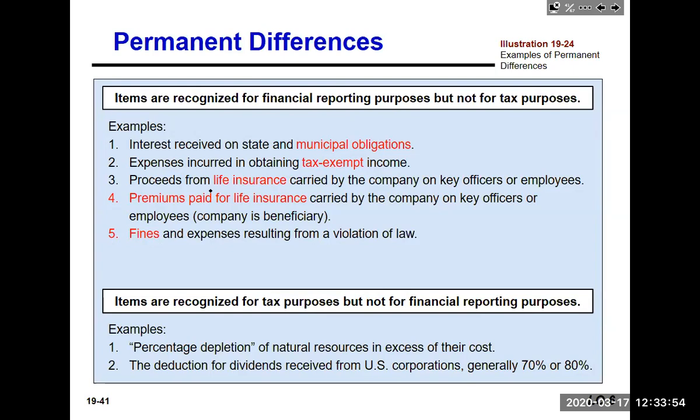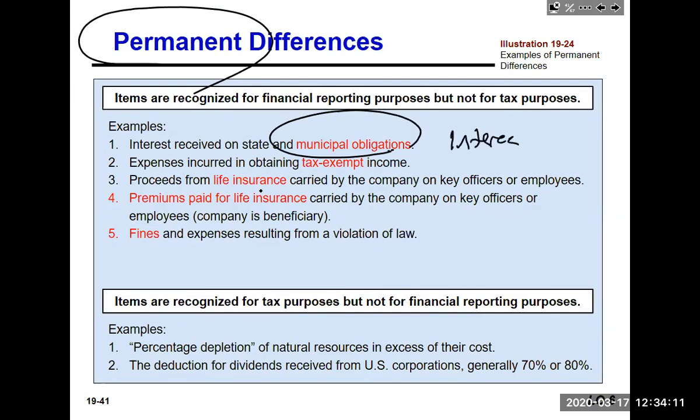Proceeds from life insurance and premiums paid for life insurance are all federally non-taxable, so that's a permanent difference. Permanent, right? The rest were temporary. So municipal obligations, that's interest, federally tax-free.